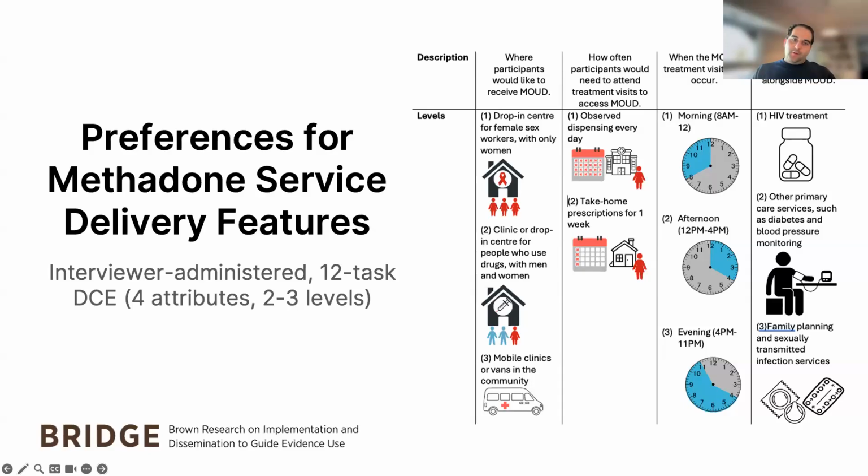We also asked about the timing of service delivery, so whether they would want methadone to be dispensed in the morning, in the afternoon, in the evening hours. And then we also asked about other complementary services they would want to receive alongside their methadone. So, would they want methadone co-dispensed with their HIV medications? Would they want to receive other primary healthcare services while waiting for methadone dispensing? Or would they want family planning and sexual reproductive health services in addition?